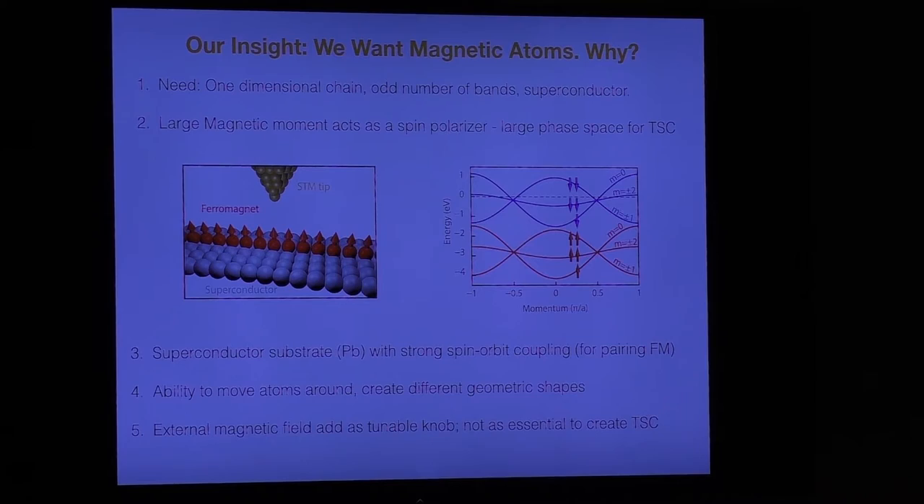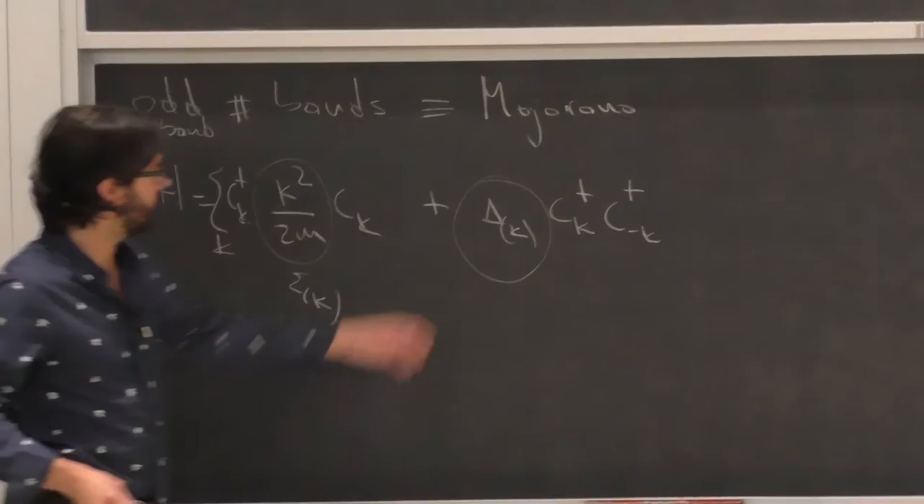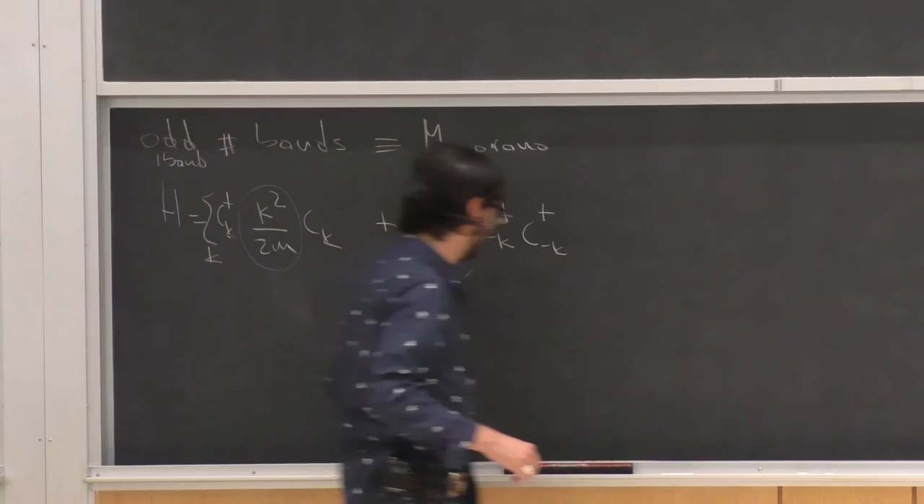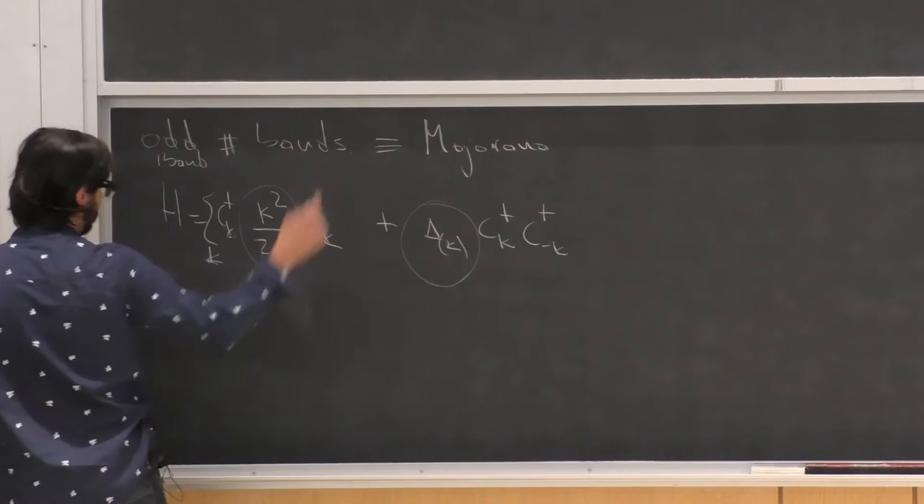Can somebody tell me what this needs to be in order for this Hamiltonian, or this superconducting term, not to be zero? Does this need to be even or odd in k? Odd in k. Okay, so that's the p-wave that Abou Hassan was speaking about yesterday, but I'm going to keep it generic.